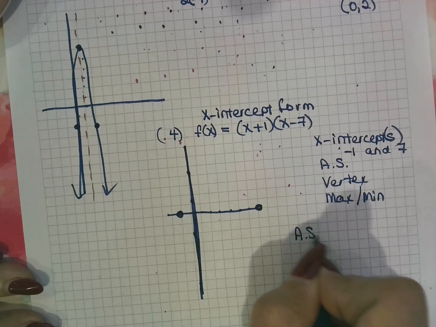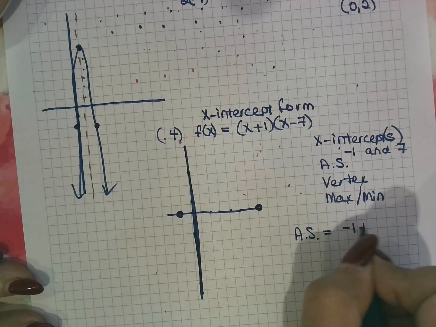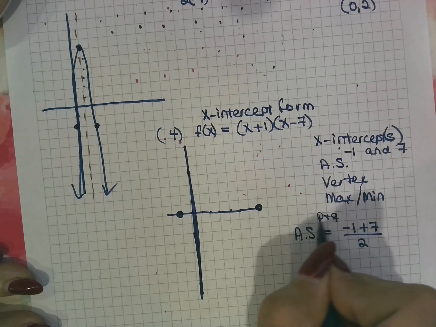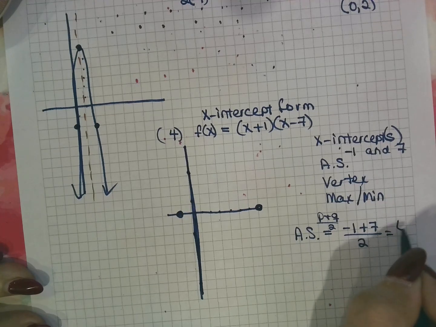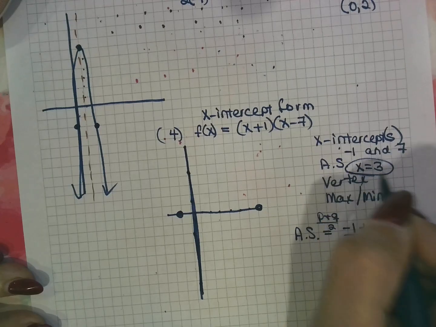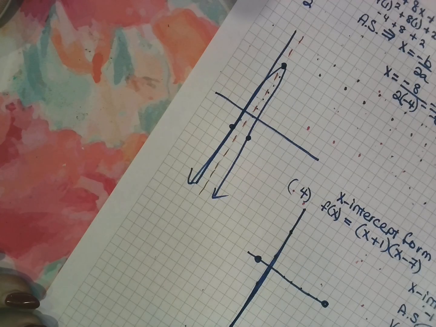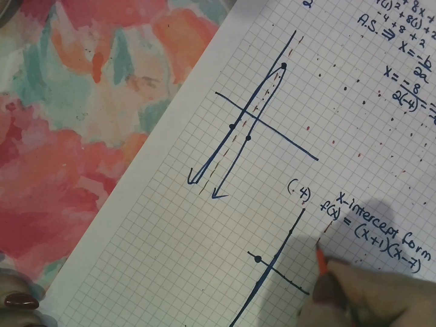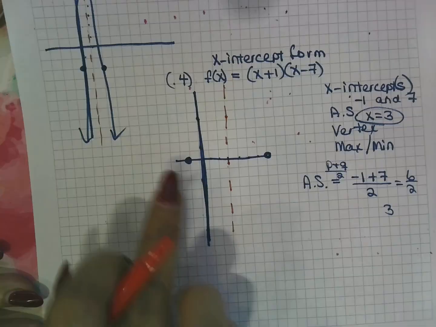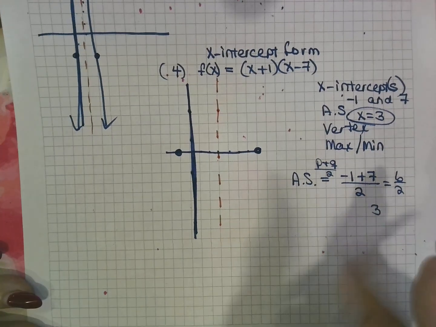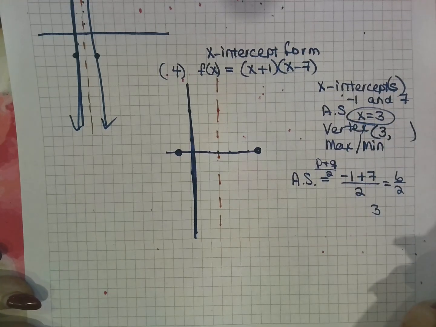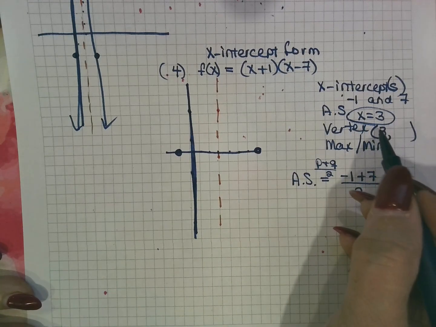So the axis of symmetry is equal to -1 plus 7 divided by 2. Remember, p plus q over 2. And that's going to give me 6 over 2, which is 3. So axis of symmetry is the line x equals 3. 1, 2, 3. And that makes sense. That seems to be halfway between those 2 points. So that means my vertex is at 3 comma something, because the vertex is always on the axis of symmetry.